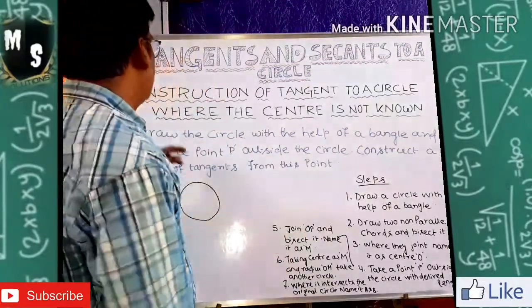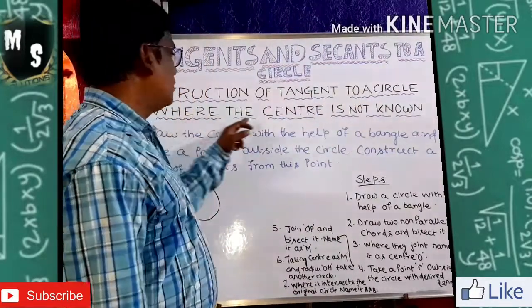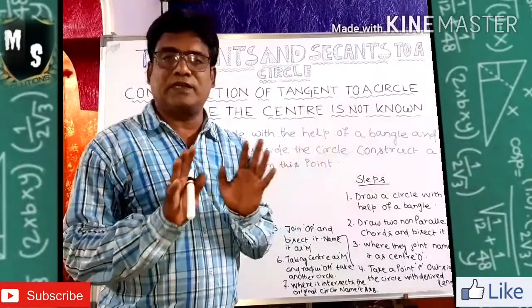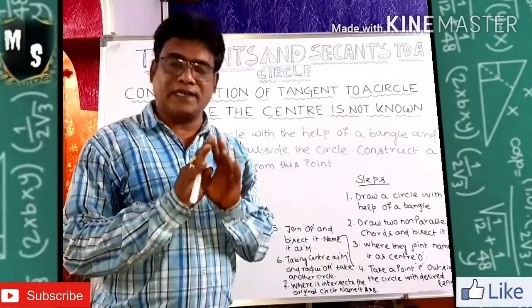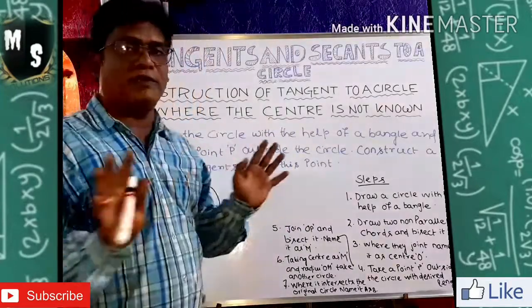What is the next part? Construction of a tangent to a circle where the center is not known. You don't know the center. That means the center is not given to you, the radius is not given to you, and the outside point P is also not given to you.